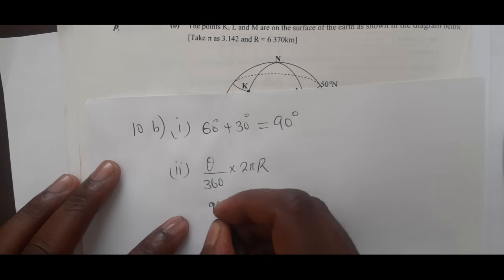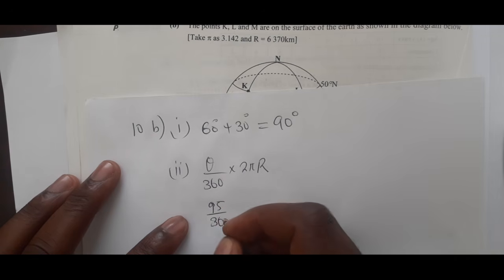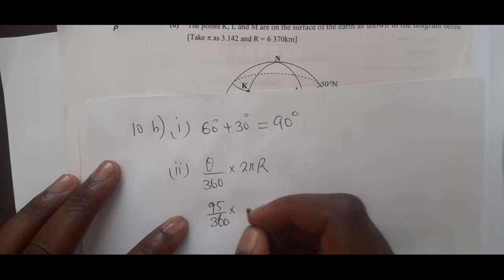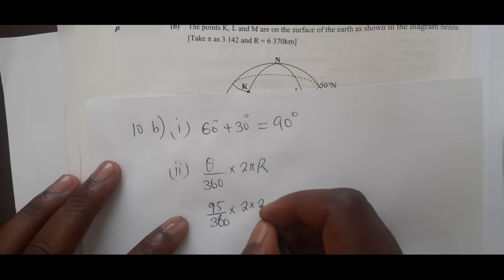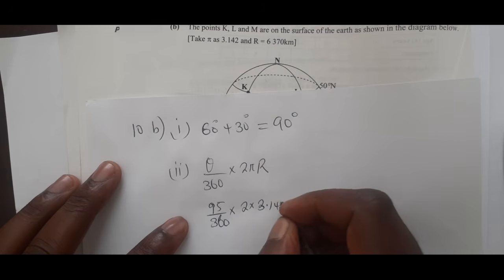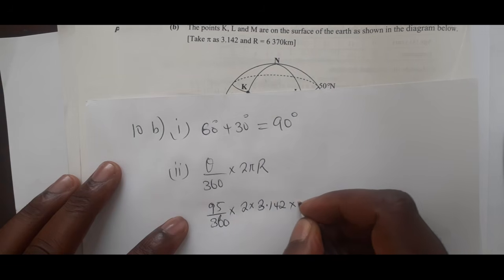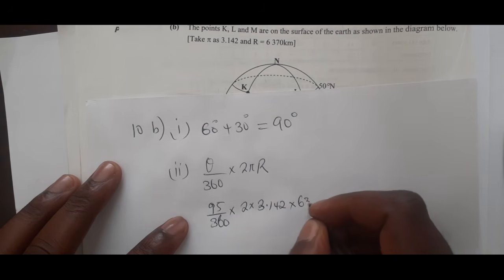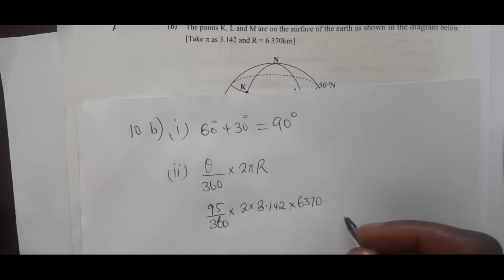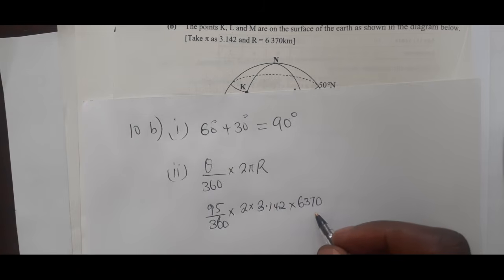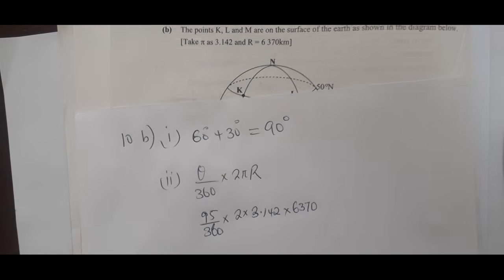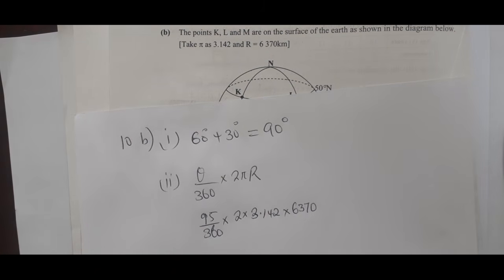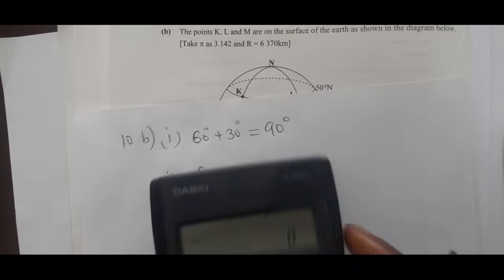So you have 95 over 360 multiplied by 2 multiplied by 3.142 multiplied by, okay, take note, this is in kilometers. So we can use our calculators here. Let's try to use our calculators. What are we going to get? Okay, let me show you the process.